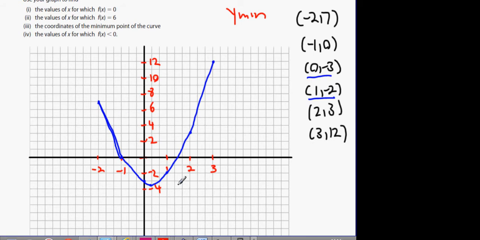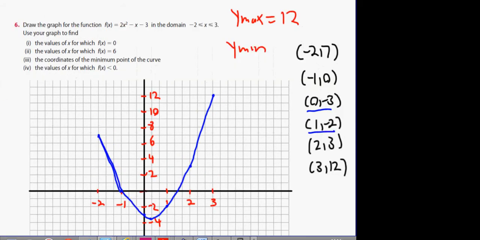Now guys, questions. Use your graph to find the values of x for which f of x is 0. What does that mean? Now what are the 2 points? X equals minus 1 and x equals 1.5. Who got that? Minus 1 and 1.5.